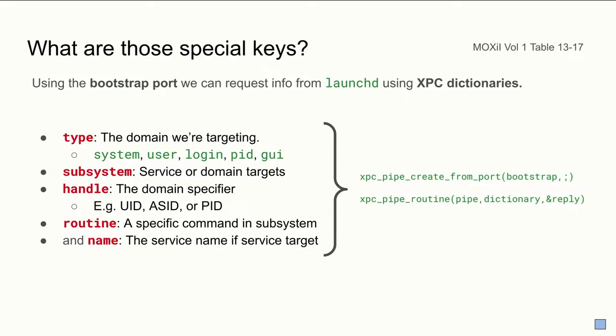For the PID domain, we want to have that PID in there. For the GUI domain, maybe the UID is important. And the routine is that specific command within the subsystem. So think launchctl print, launchctl list. All these are specific routines. And optionally, you'll need the name if you're specifying a service target. Once we have this filled in, we create our XPC pipe using the bootstrap port, and we send that over XPC pipe routine to request that information from LaunchD.